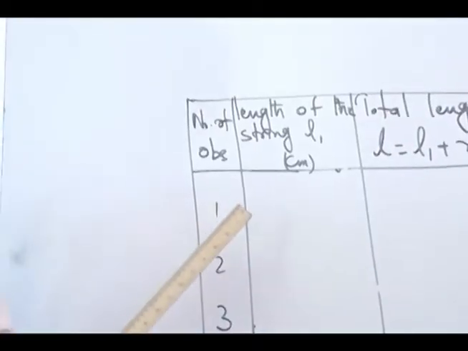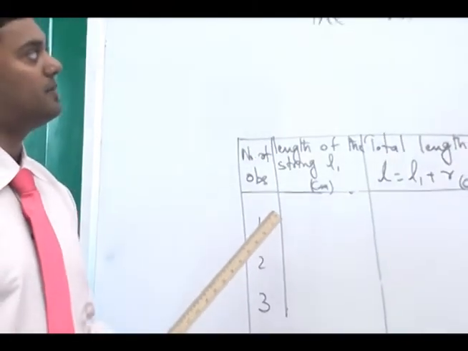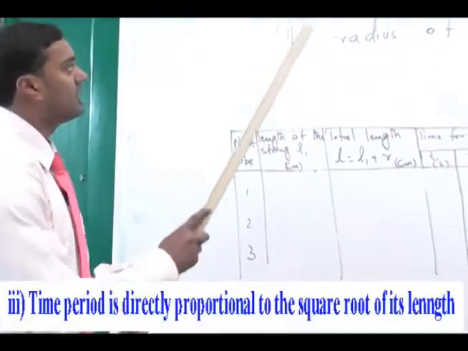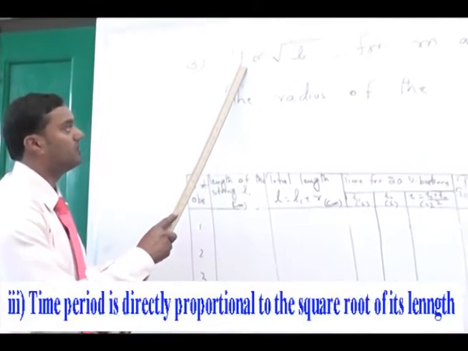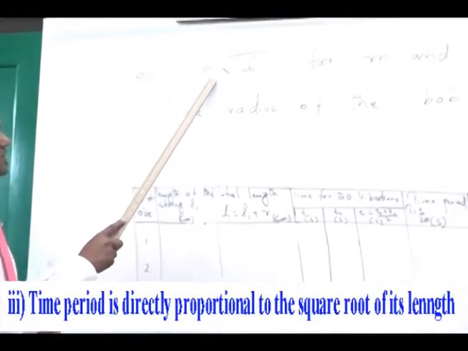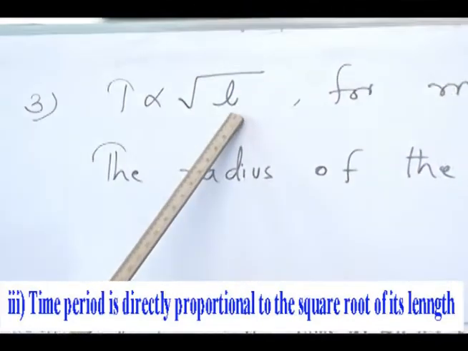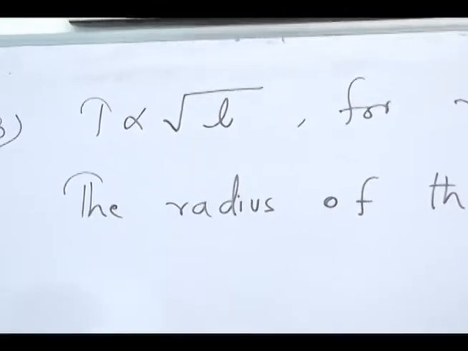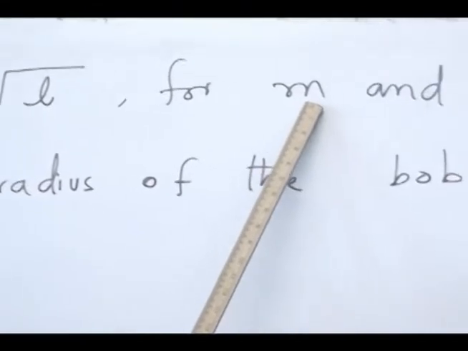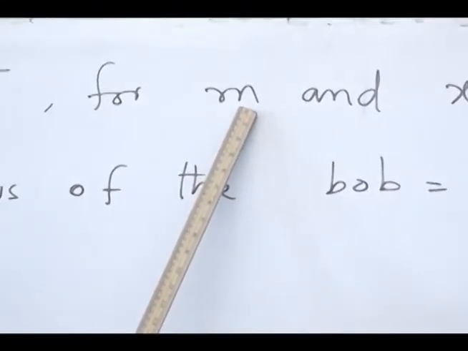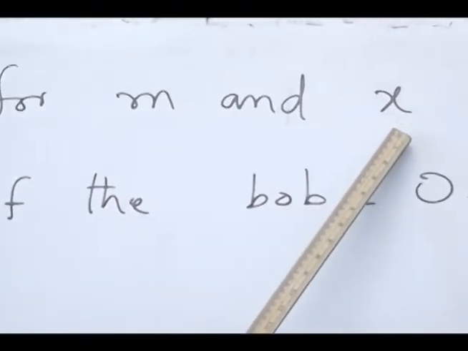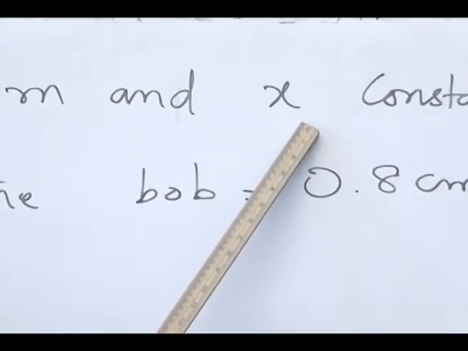Verify the third law of simple pendulum, which says that the time period of the pendulum is directly proportional to the square root of the length of the pendulum. In this case, we will keep the mass of the bob and the amplitude constant.